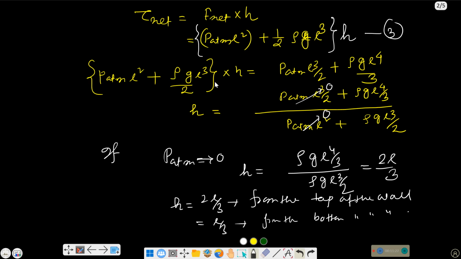Okay. So this is all about the net force on the wall due to the liquid behind it, and then the torque acting on the wall, and the point of application of force from the top of the wall and from the bottom of the wall. So this is all about this. If you require any explanation, then feel free to ask me. Thank you. I hope you all have understood this one.